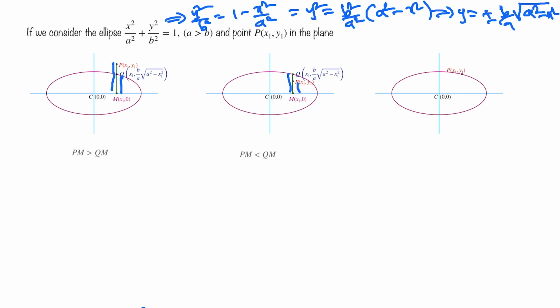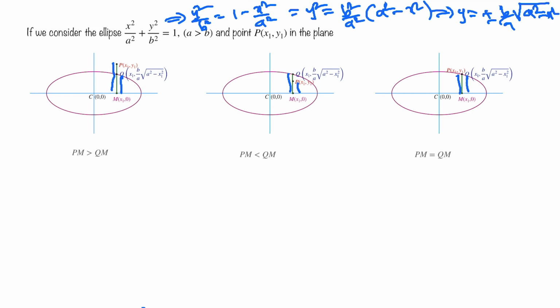Next. In this case, the point x1, y1 is on the ellipse. Again, if I draw a perpendicular onto its axis, it meets at a point M whose coordinate is going to be x1, comma 0, and PM meets the ellipse at a point Q. But in this case, Q is P itself, right? So again, here PM is the same as QM. In this case, we have PM equal to QM.